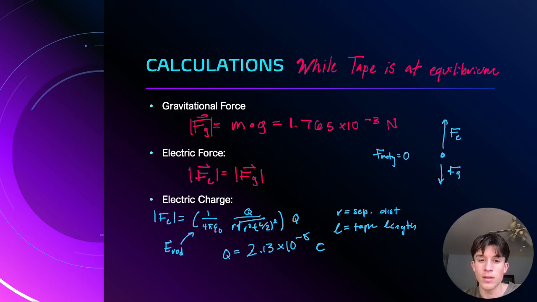So here's our calculation while the tape is at equilibrium. The difference from last time is that when we found the electric force to be equal to the gravitational force, instead of the point charge formula for the electric field, we use the rod formula. And this helps us find a different value of Q because the different charge amount makes a different field. So this just helps us get a more accurate result now that we know how to do this.